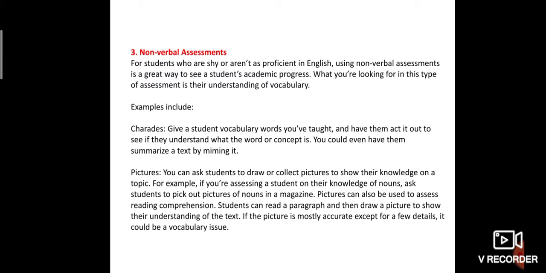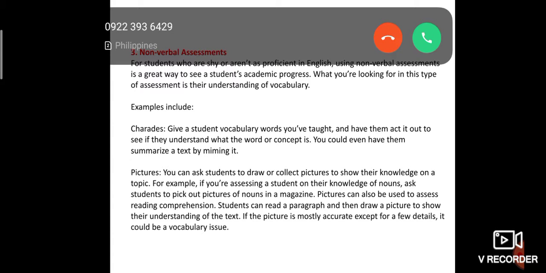These are non-verbal, but it's also a way for us to assess if they really learned, because during the charades or games or pictures, letting them write, letting them draw, conceptualizing something that they have learned is also our way of telling that the student got the lesson. Say for example in a reading material, you let them read about the secret life of Walter Mitty.